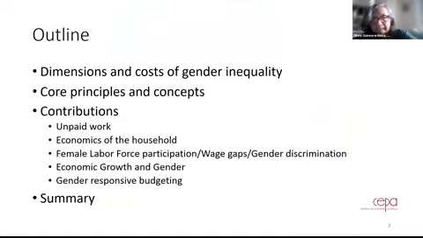So I'll talk a little bit about the dimensions and costs of gender inequality. And then I'll focus on the core principles and concepts, and then discuss some contributions that feminist economics, which uses a gender lens, has made to economics. Now I realize that not everybody who's participating may be an economist. So I've tried to keep that in mind when I prepared which slides to use. And as I talk, I will also do that.